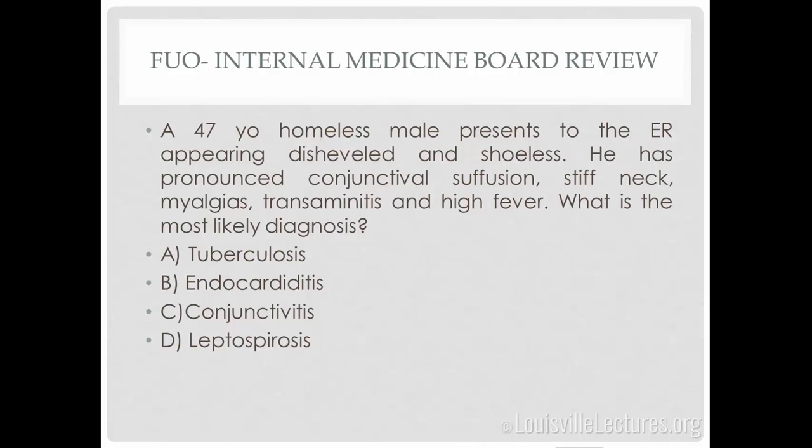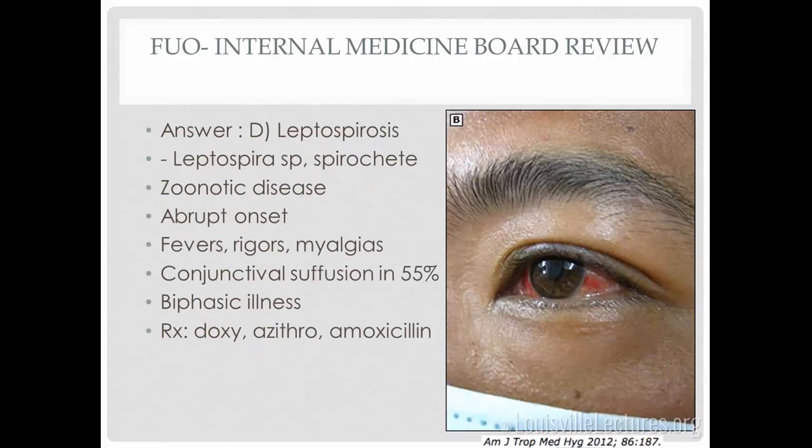There are a lot of vectors for leptospirosis, including dogs. It does happen in dogs, rare in cats, but a lot of rodents and other small mammals are going to be vectors. So it's a zoonotic disease. And of course, this is caused by a spirochete, so it's a Leptospira species. Usually the symptoms we talked about in the clinical vignette, right, with the fevers, rigors, myalgias. Conjunctival suffusion appears in over half of the patients, and it's not something you typically see in other infectious diseases. So that's why this kind of stands out.